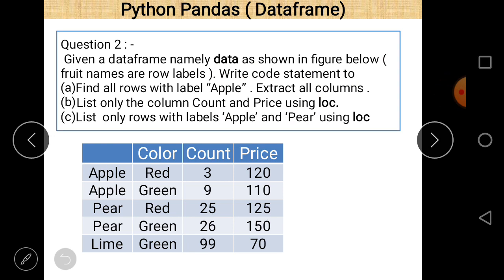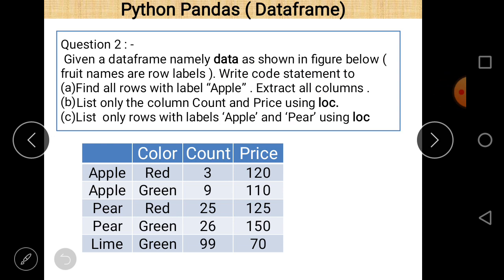The name of the data frame is data here, so it is already given. In this data frame there are columns name, color, count and price, and there are 5 rows. Index values are apple, apple, pear, pear and lime. So there are 5 rows and 3 columns named here.